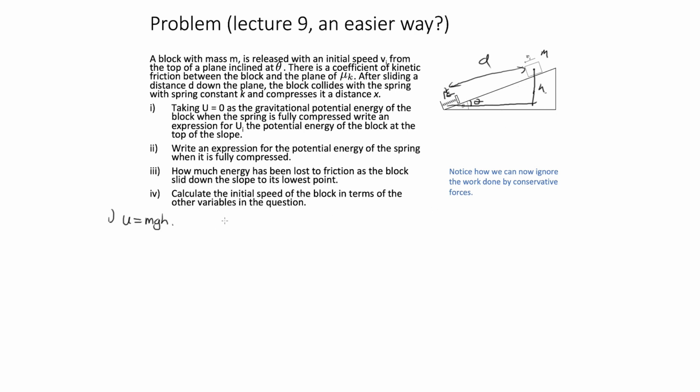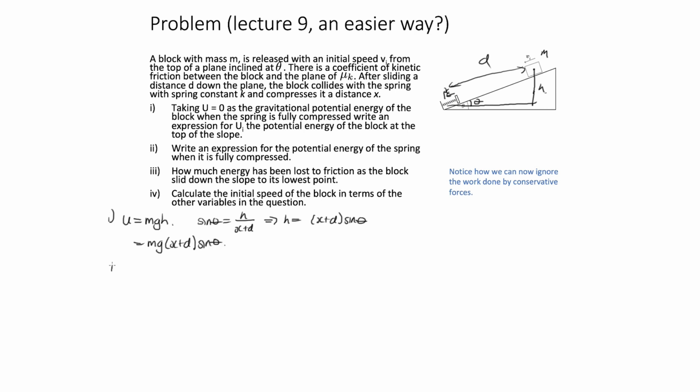So we can say sine theta is equal to opposite, which is h, over the hypotenuse, which is x plus d. So this tells us that h is equal to (x plus d) sine theta. So we can write U is equal to mg (x plus d) sine theta.